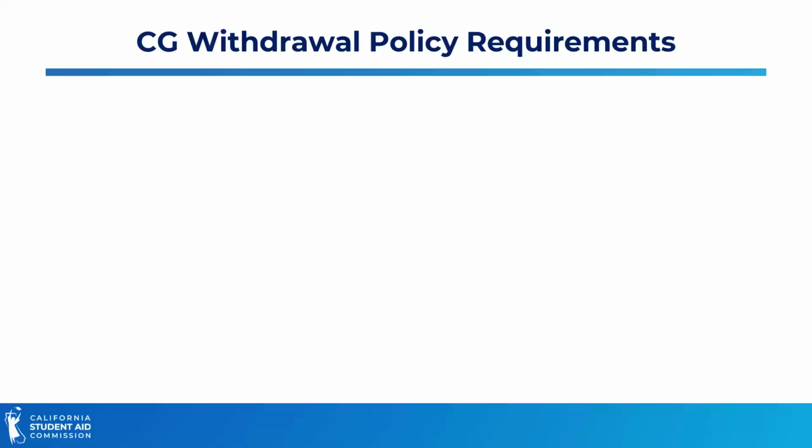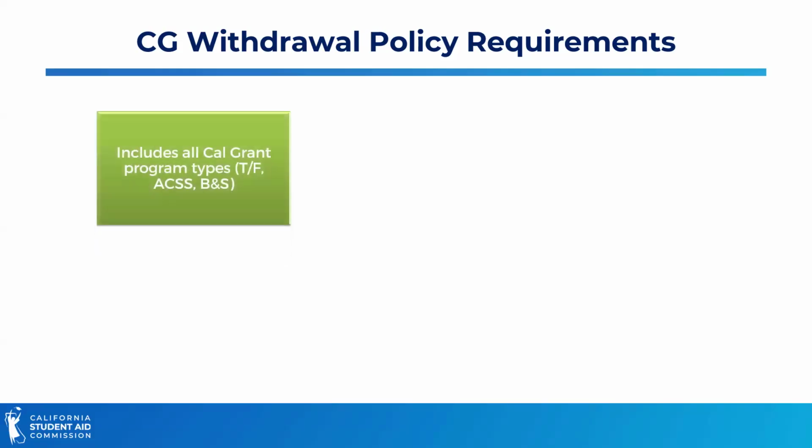So in the case that a student completely withdraws from the term, you may be familiar with the federal term Return to Title IV, or R2T4. Cal Grant also should have a withdrawal policy that's similar to R2T4. I don't really call it R2T4 because it's technically not federal aid, but it's that same idea. And when your school builds their withdrawal policy, they need to have the following requirements.